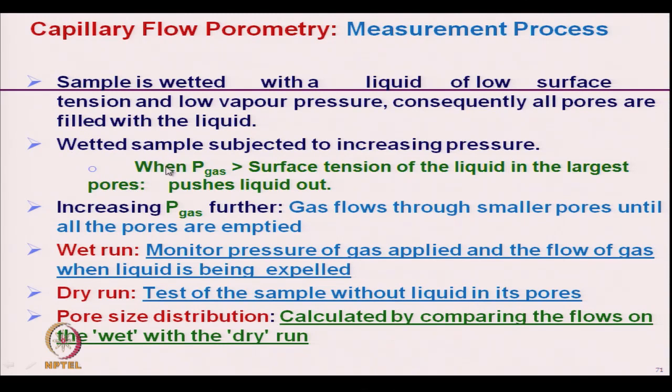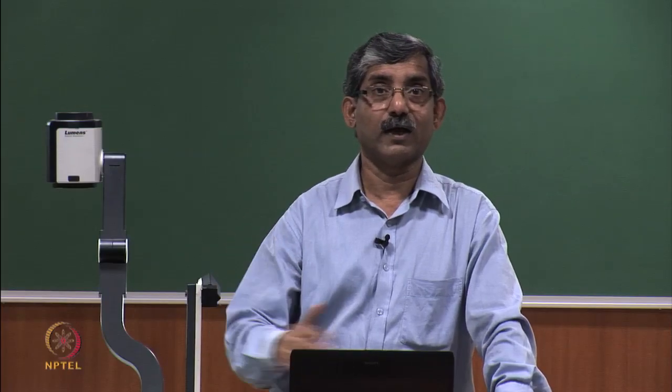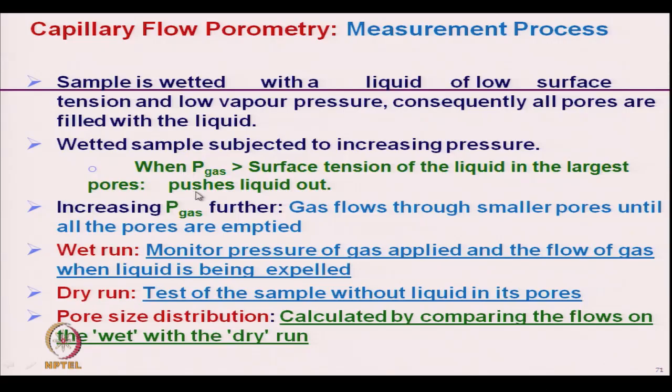The wetted sample is subjected to increasing pressure. So, we increase the pressure gradually till the wetting liquid is actually coming out. When P gas, that is the pressure of gas, is more than the surface tension of the liquid in the largest pore, it pushes the liquid out. Okay. So, that is the P gas. Increasing P gas further, the gas flows through the smaller pores until all the pores are emptied.